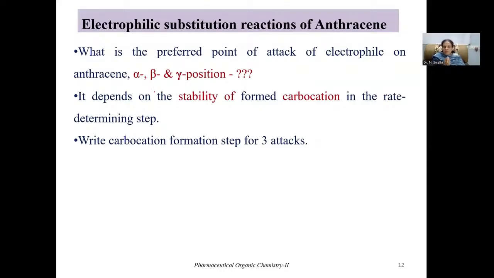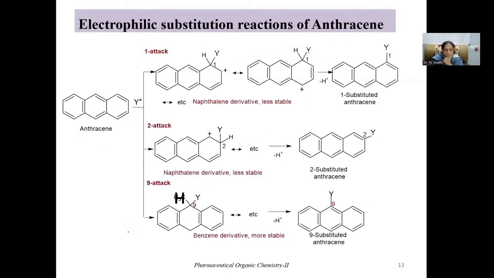Okay, so based on the knowledge that you attained in case of naphthalene reactions, now you can write these 3 attacks. You can try to at least write the structure of the resulting carbocation, how many resonance structures are possible, and the final product also. That is 1 substituted product, 2 substituted product, and 9 substituted product. I hope you might have tried a little bit. So for your clarity, let me explain this particular attack.